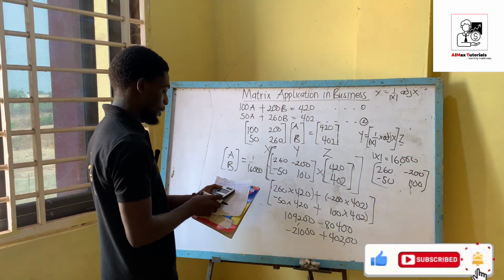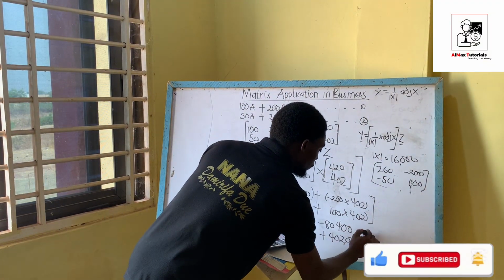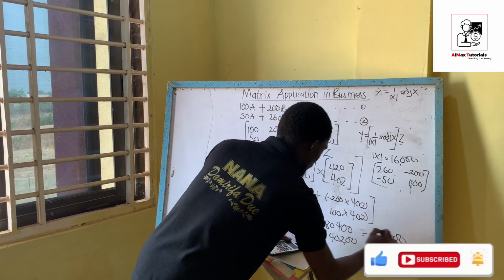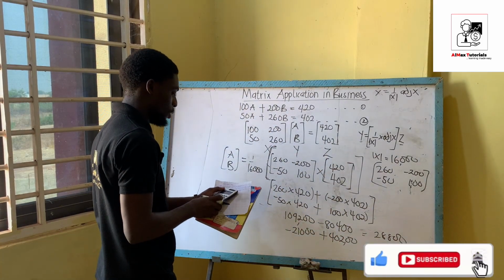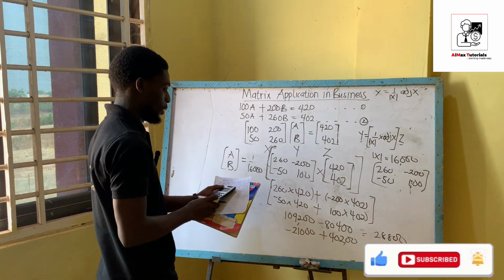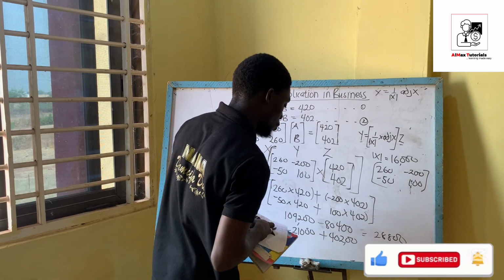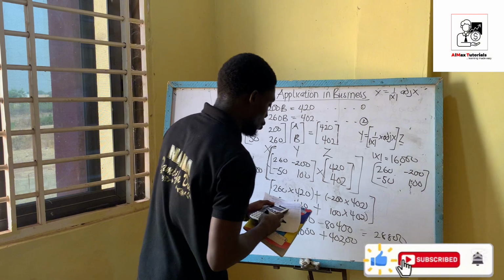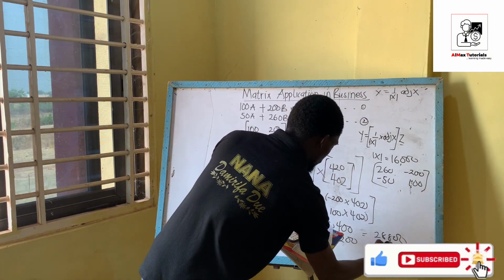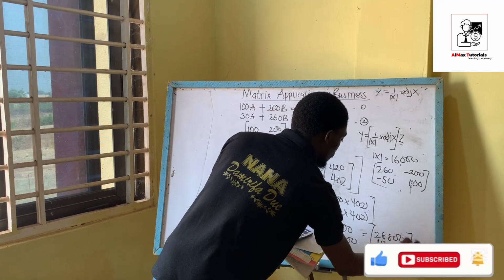109,200 minus 80,400 gives us 28,800. Then minus 21,000 plus 40,200 gives us 19,200. So these are the values that we had.